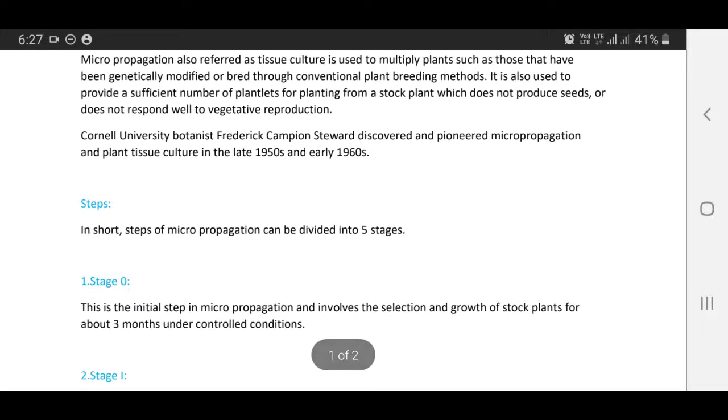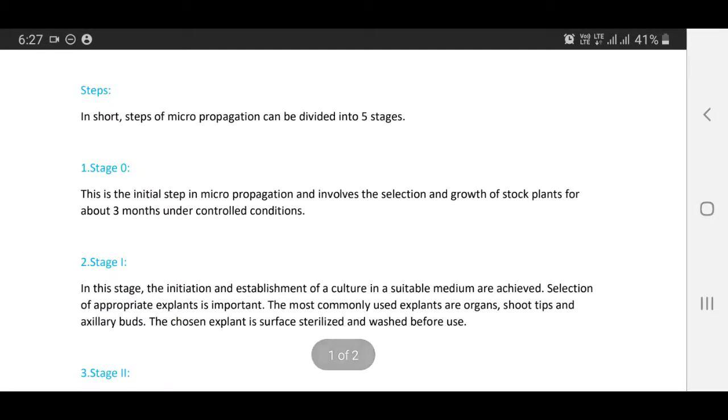Steps in micropropagation: there are 5 steps, or you can say stages, which are generally used to develop a plant. Stage 0. This is the initial step in micropropagation and involves the selection and growth of stock plants for about 3 months under controlled conditions. This is a very important step in which we generally select the mother plants from which we harvest the explants.